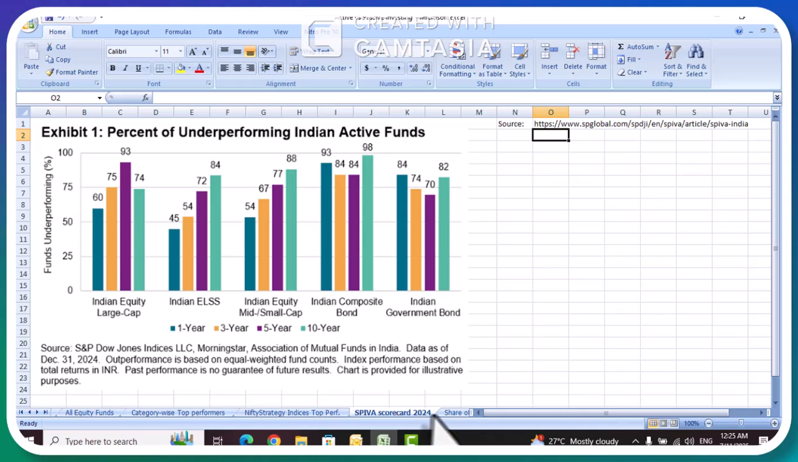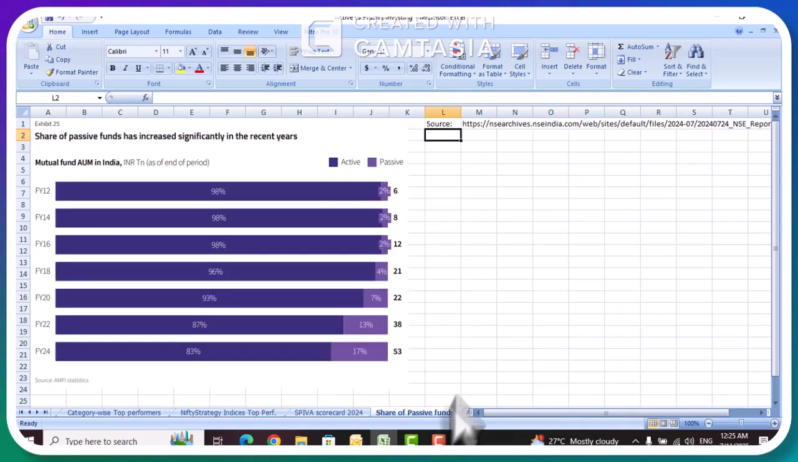All right. Now let's look at how passive funds have picked up in the last decade or so in the Indian market. This data comes from the NSE report, and the original source is AMFI. If we look at the percentage of assets under management under passive funds of the total AUM in the market, that has increased from 2% in financial year 2012 to 17% in FY 24. So that's a stupendous increase.